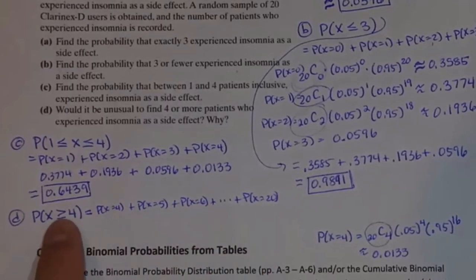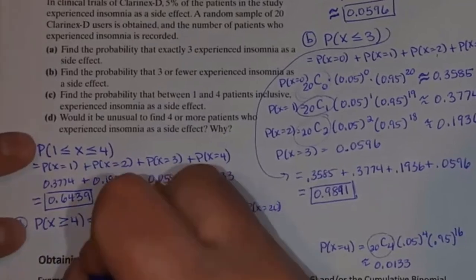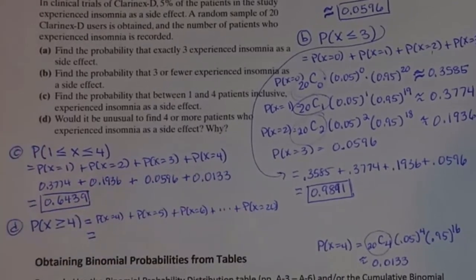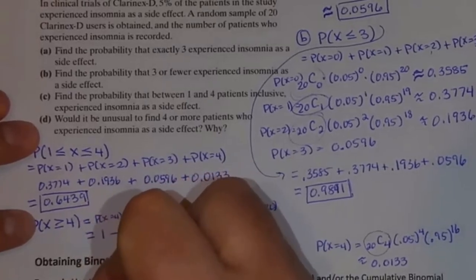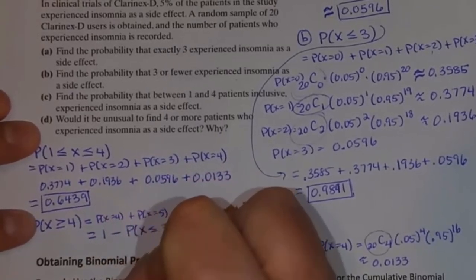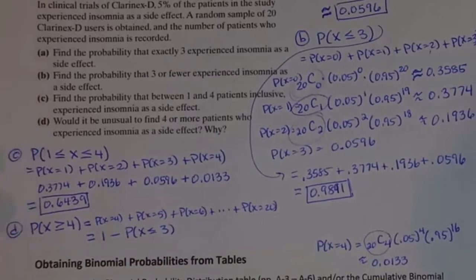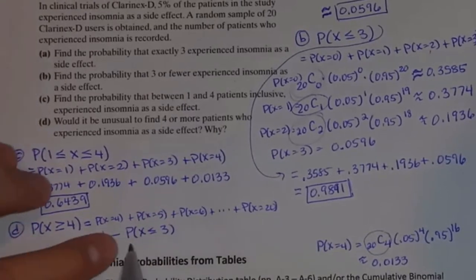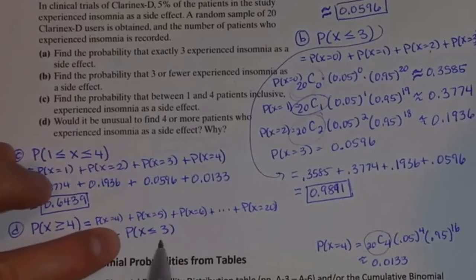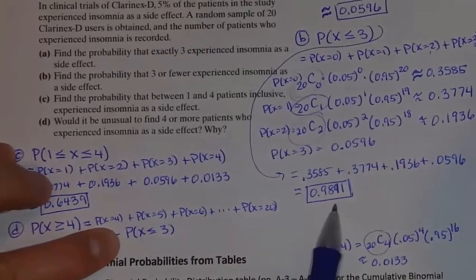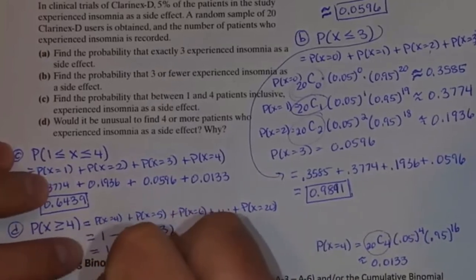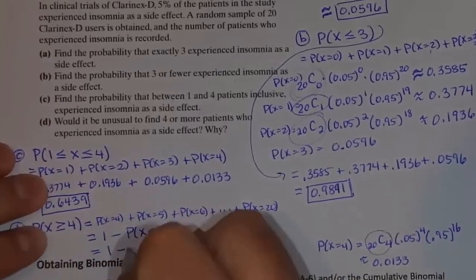The probability of 4 or more is the complement of 3 or less. So the probability of 4 or more successes would be 1 minus the probability of 3 or fewer successes. We already found the probability of 3 or fewer successes. We did that in part B. So the probability of 3 or fewer people suffering insomnia is 0.9891. So the probability of 4 or more is going to be 1 minus that.